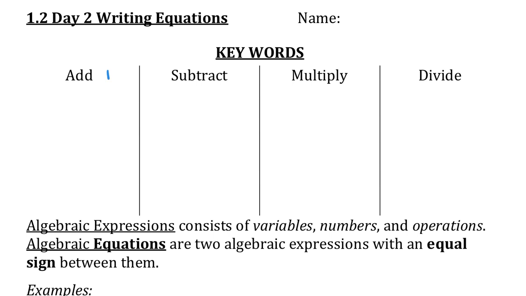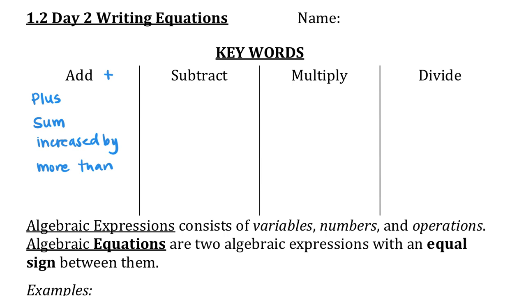So for addition, which is a plus sign, some words we could see are plus. What else? Sum is a fancy word for the addition of two things. Increased by is used a lot. Or if something's more than something, then you might add to get the new total.